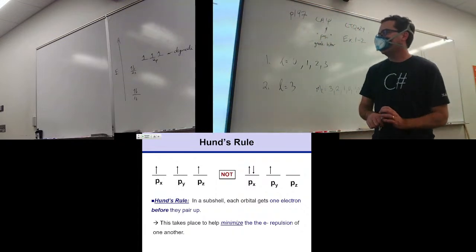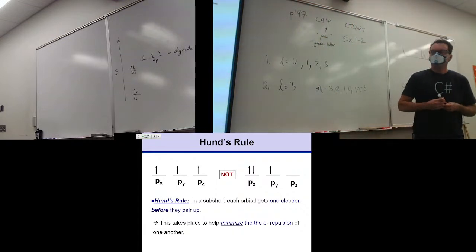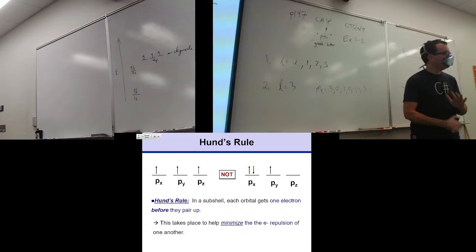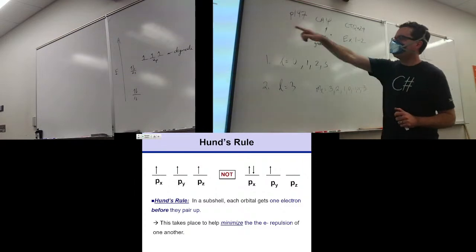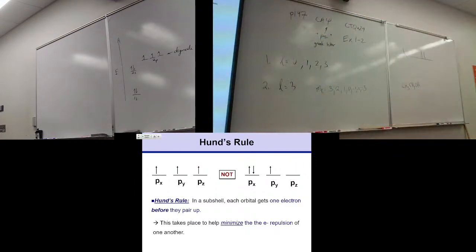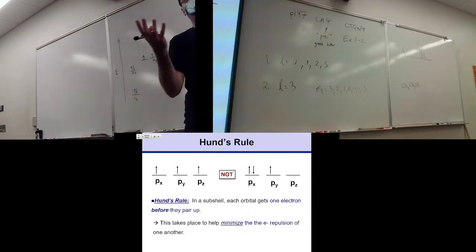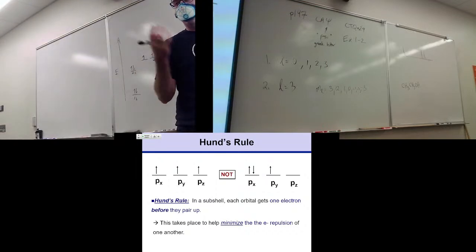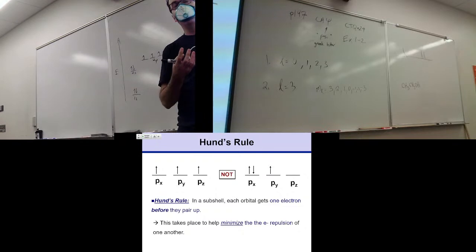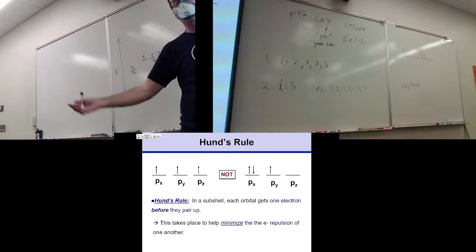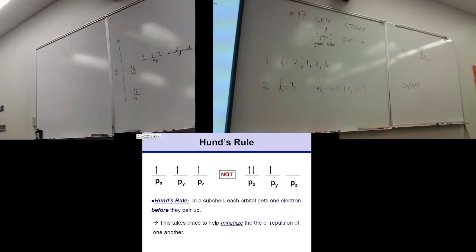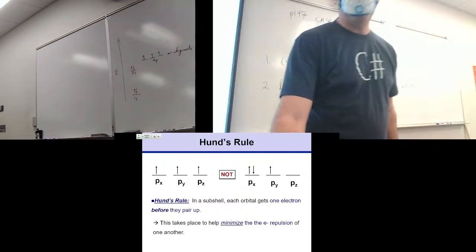So why does this work? Well, first of all, it minimizes electron-electron repulsion. So they have the same energy. You might think, well, if I do it like this, it's the same energy as if I do this. But when it's like this, these two electrons are in the same orbital. So they're technically closer to each other, and you would have more electron-electron repulsion that way. So it's actually slightly better for them to be in separate orbitals, even though they're all the same energy.